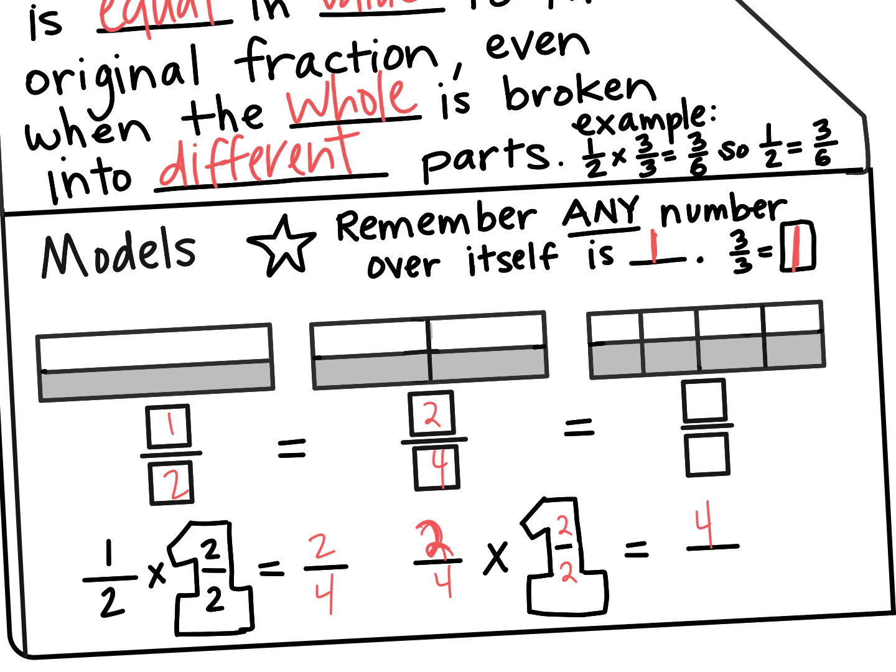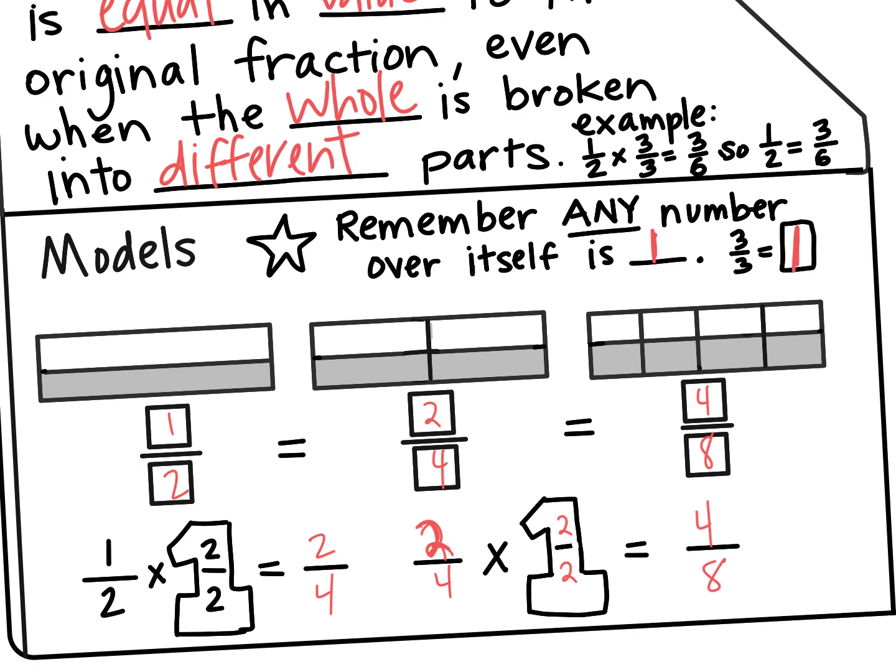Okay, so I have 2 times 2, which is 4, and then 4 times 2, which is 8. I'm doubling the amount of squares when I multiply by 2, but 2/2 is the same as 1 whole. So all of these are still equal to 1/2. They're just broken up differently into different amounts of parts.